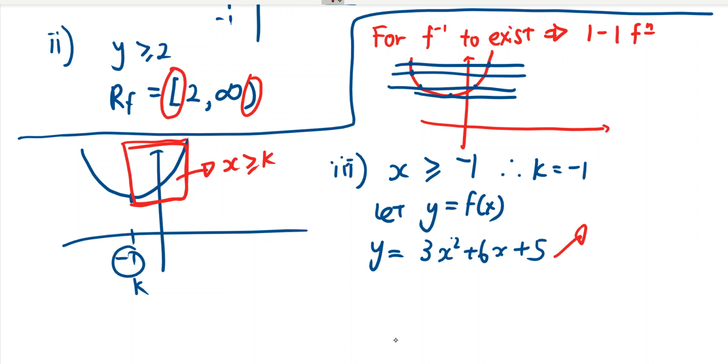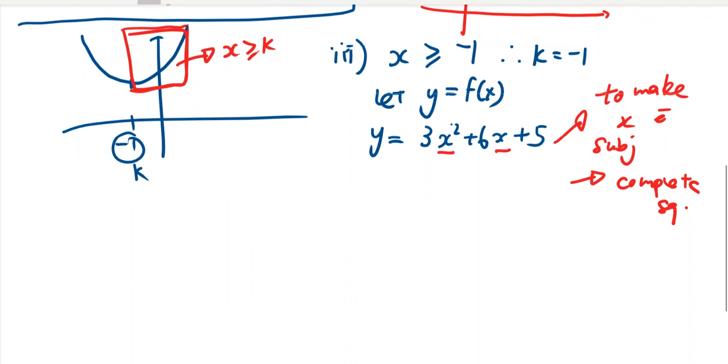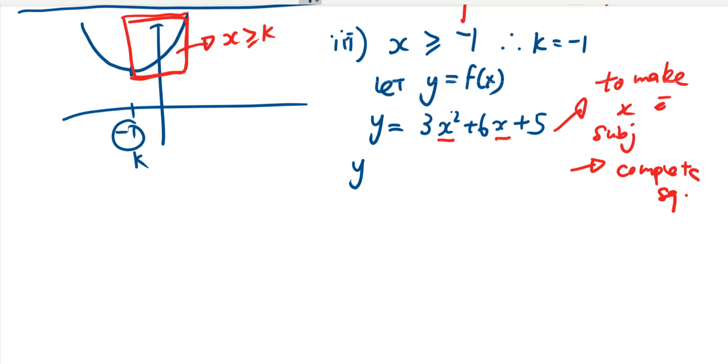To make x the subject from a quadratic, there is only one way: complete the square. Why? Because there's an x squared here and there's an x here, so there's no way you can make x the subject otherwise. So we have to complete the square. That's the good thing, because at the start we have already completed the square to y equals 3 bracket x plus 1 squared plus 2.